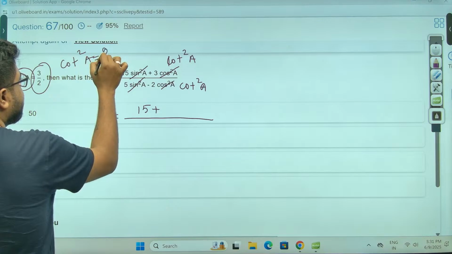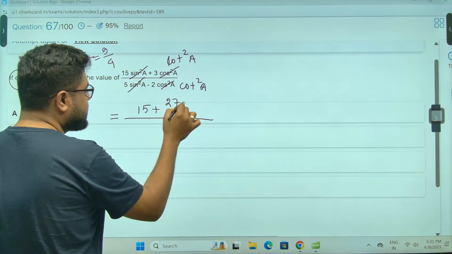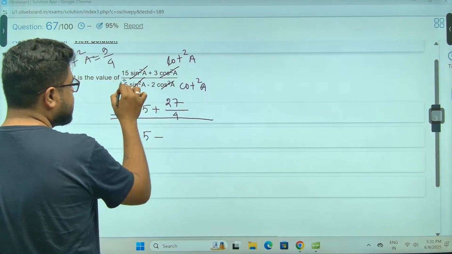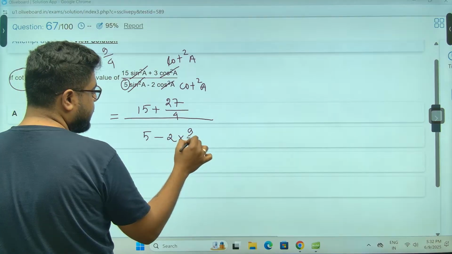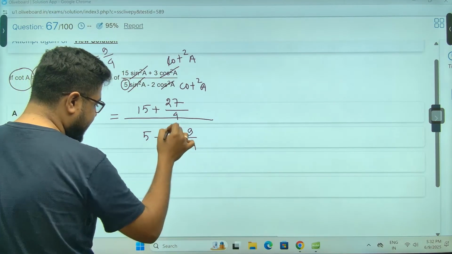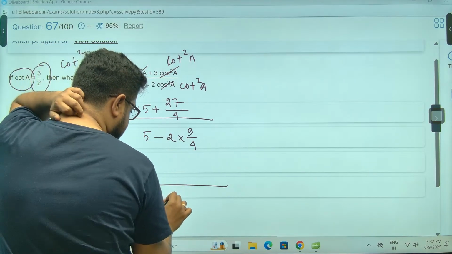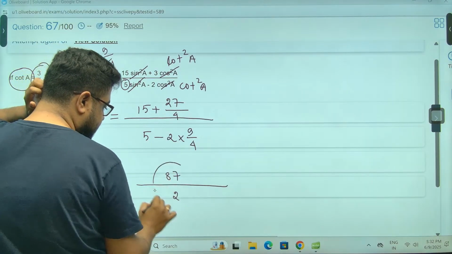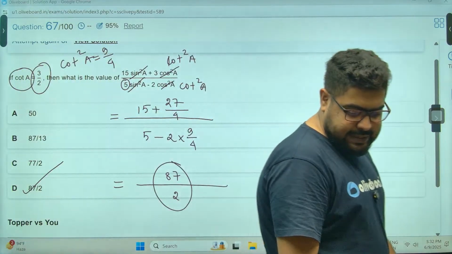This will be 9 by 4. So 3 into 9 by 4 is 27 by 4. And this will be 5 here minus 2 times cot square A, which is 9 by 4. Let's keep the 4, don't cancel anything. For 20 minus 18, it will be 2 here, and it is 60 plus this 87 here. Everything else will cancel. Option D is definitely the answer.